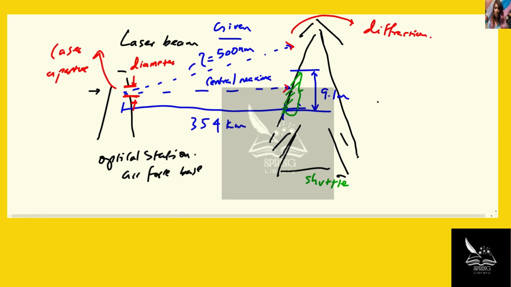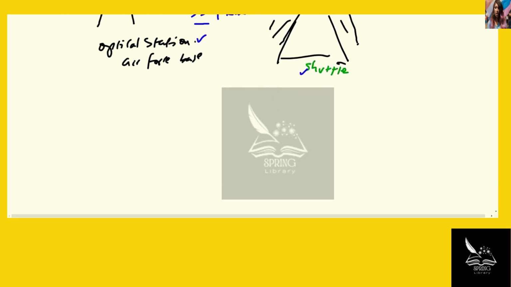Just to summarize the pieces of information that we're given, the distance between the optical station and the shuttle is 354 kilometers. At the central max, we have a diameter of 9.1 meters as the laser reaches the shuttle. We want to find the diameter of the laser aperture, given that the wavelength is 500 nanometers.